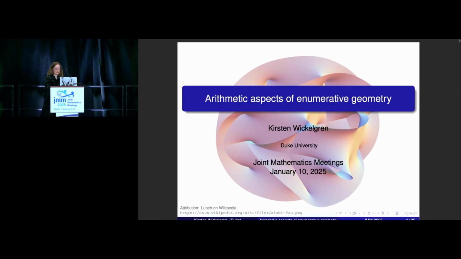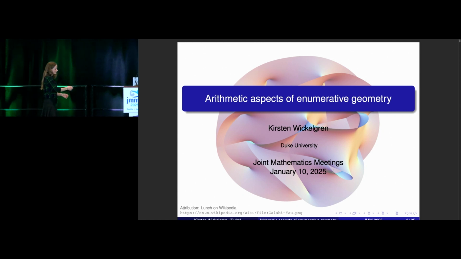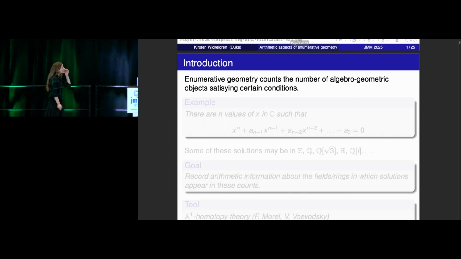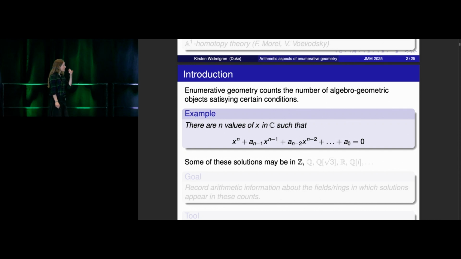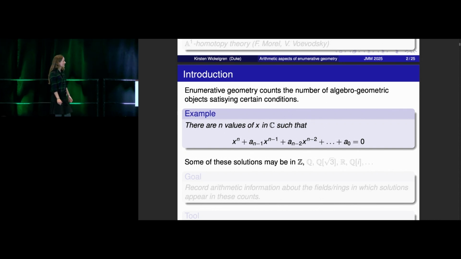I'd like to talk about arithmetic aspects of enumerative geometry. Enumerative geometry counts the number of algebro-geometric objects satisfying certain conditions. In fact, even the number of solutions to a degree n polynomial can be viewed as an example of this. There are exactly n solutions in an algebraically closed field of a degree n polynomial.